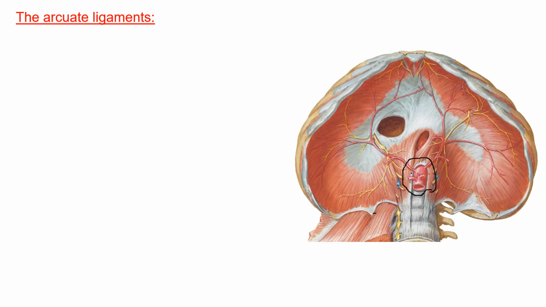The second one is the medial arcuate ligament. The medial arcuate ligament is attached to the side of the L1 vertebra, to the transverse process of L1. It is the upper part of the psoas fascia. The third ligament is the lateral arcuate ligament. It is the upper part of the quadratus lumborum fascia. It is attached from the transverse process of L1 to the mid part of the 12th rib.